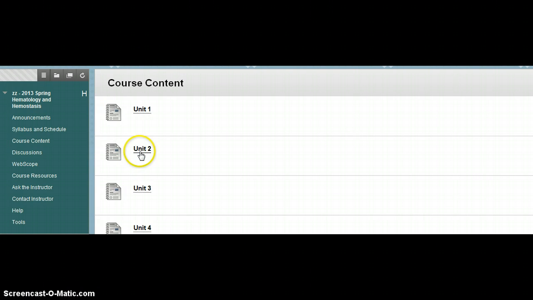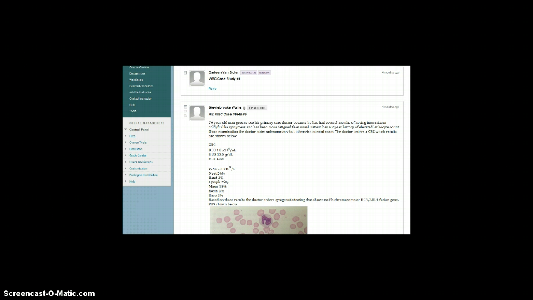Let's just take a look inside one of the units. The units are broken into weeks, and for the different units there are case studies. And I want to go over how we present case studies in this course. For the case studies, each student will be assigned a case study. Here you can see on Monday, the first student in the group of 4 posts the case study, and the case study has to include a peripheral blood smear for the other students to review.